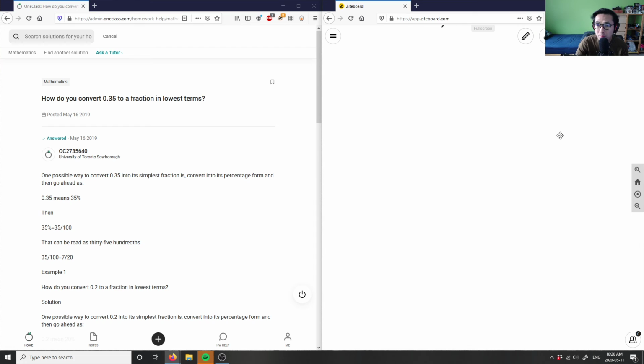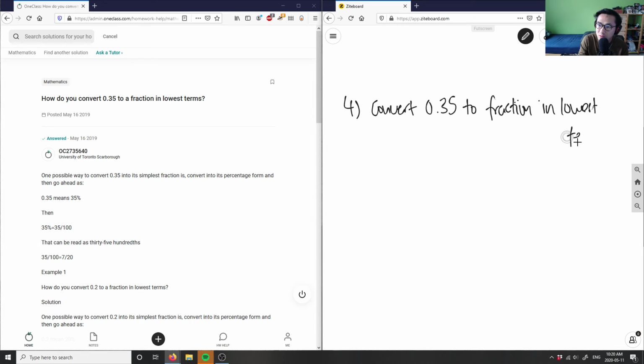Okay, number 4. It's asking us, how do you convert 0.35 to a fraction in lowest terms here? Okay, so again, instead of going from fraction to decimal, we're going from decimal to fraction, right? As you can see, we have a decimal here, and we want a fraction as our answer, right?